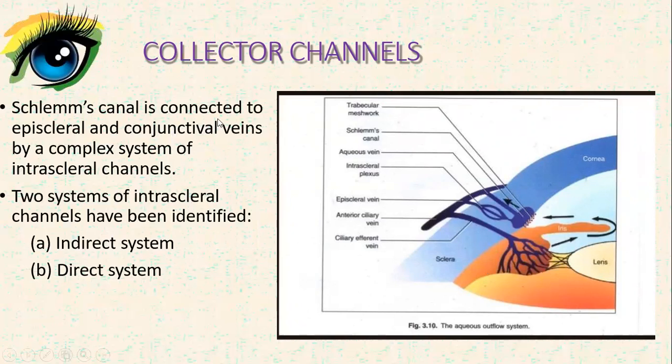The canal of Schlemm is connected to the episcleral and conjunctival veins by a complex system called the intrascleral channel. So this is the intrascleral channel, the intrascleral plexus. This is a complex system connecting the episcleral vein and the conjunctival veins. So both are present over there. Two systems of intrascleral channels have been identified: one indirect system and one direct system. Let's see what the indirect system is and what the direct system is.